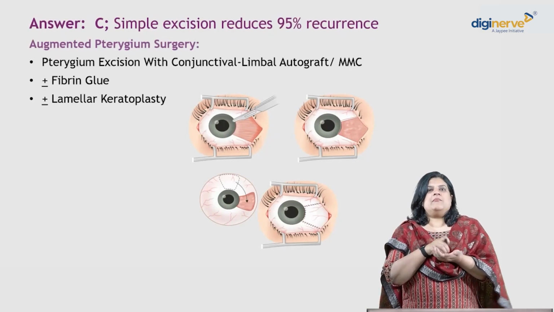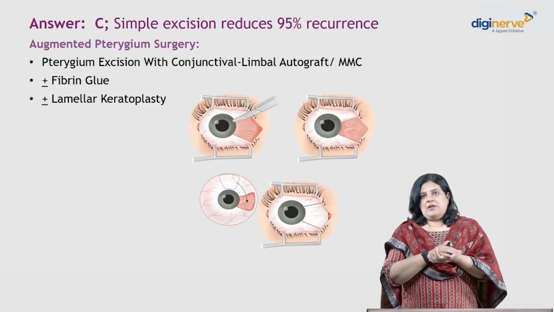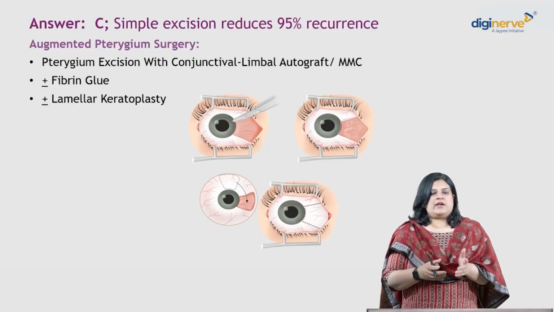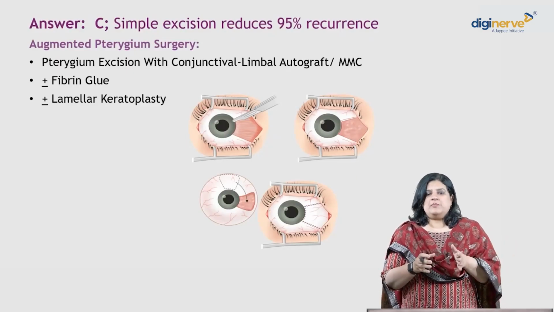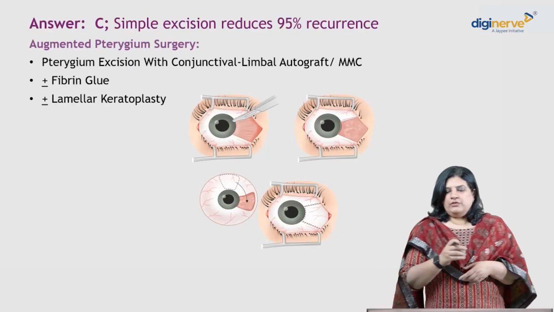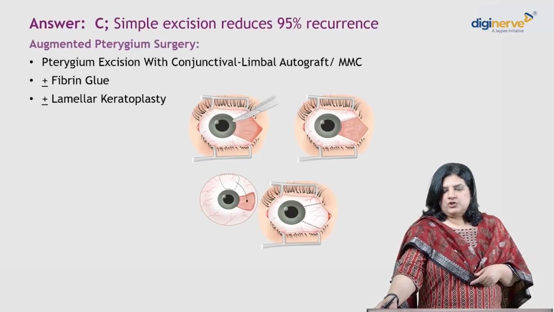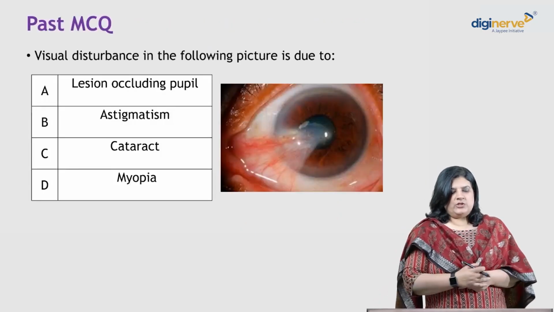Despite using mitomycin C and a conjunctival autograft, there can still be recurrence. So you cannot be 100% sure that this will not recur. If you just leave it like that without any adjunctive therapy, the chances of recurrence are very, very high. Therefore, our answer is C, that simple excision reduces 95% recurrence, because this is false. Let's move on to the next question.